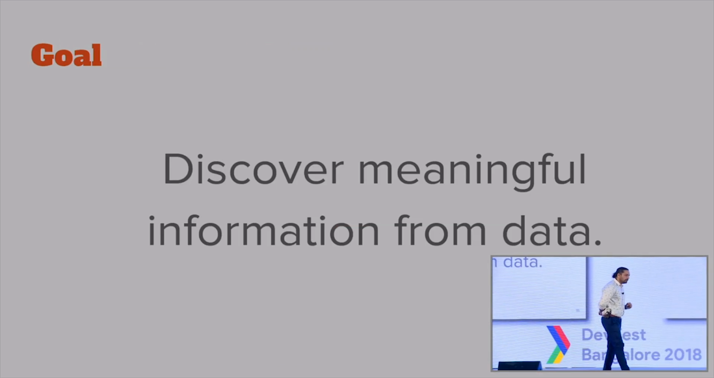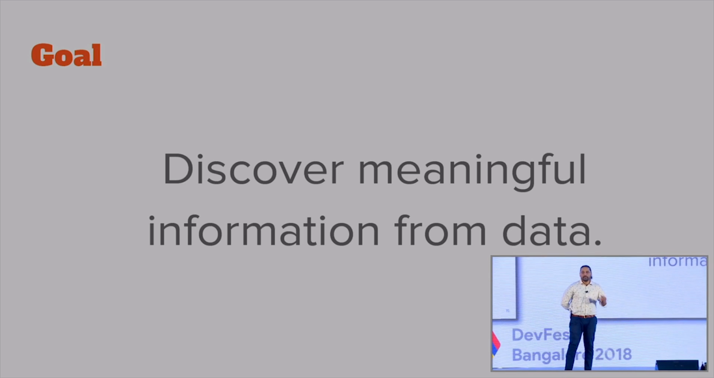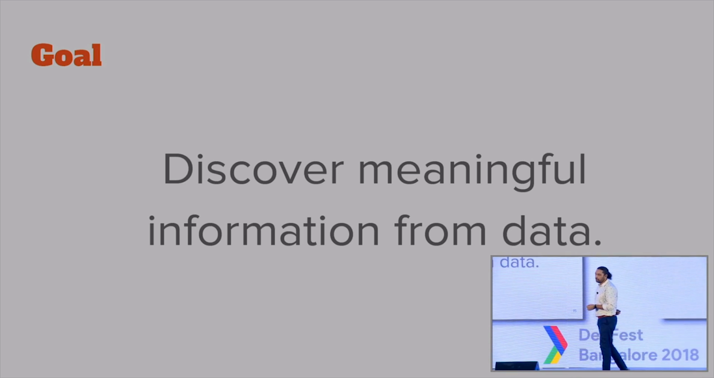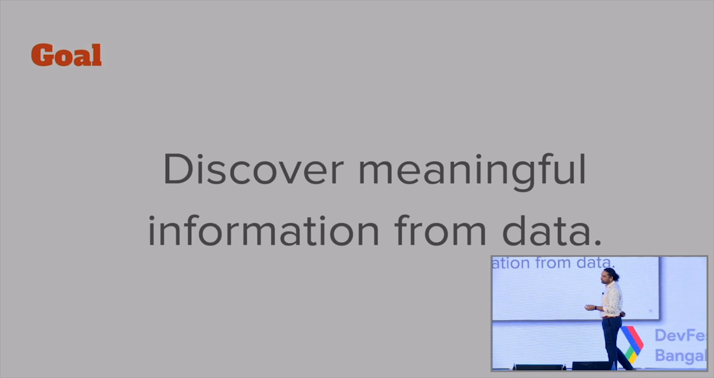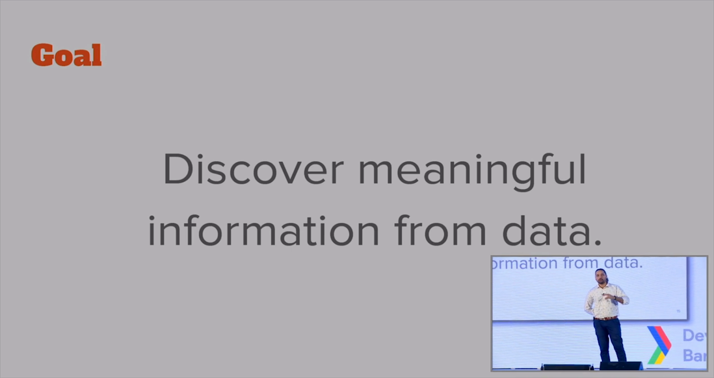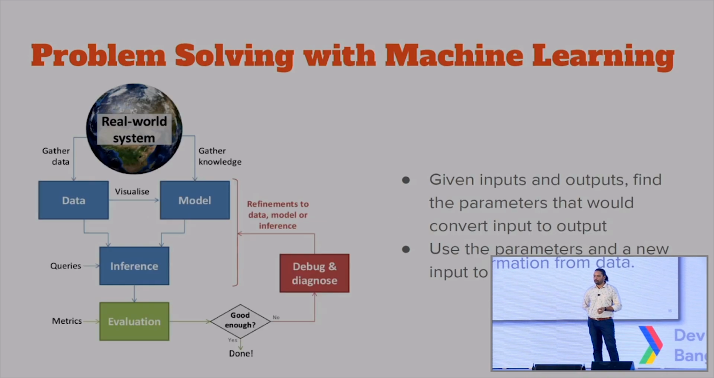So the goal of machine learning then becomes to discover meaningful information from data, right? Instead of codifying it, you look at the data and then figure out what the information is, as opposed to bringing an expert who will codify the rules for you.